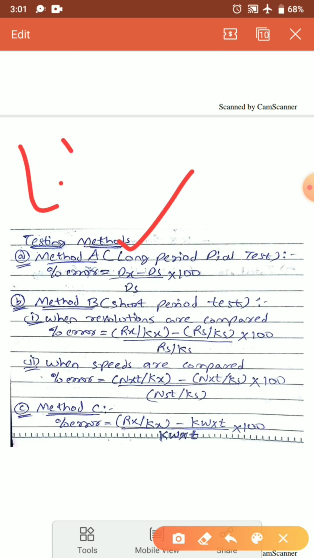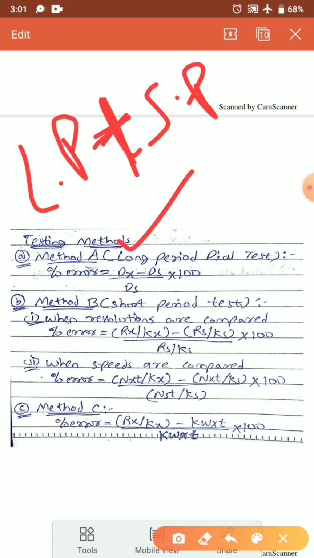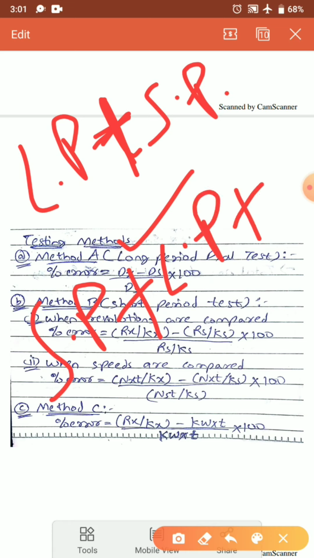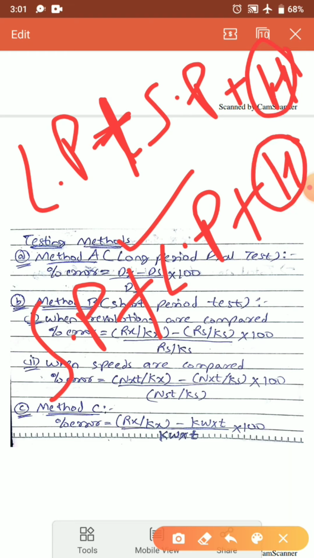With the long period dial test, a short period test also has to be conducted. Then the second is the short period test, and with the short period test, a long period dial test has to be conducted. Then for calculating the self-heating effects, we have to conduct a full load test, that is, at full load condition we have to operate the meter.